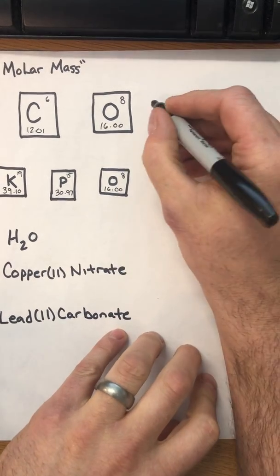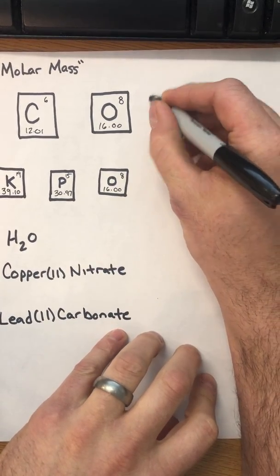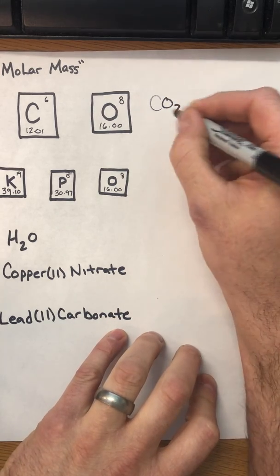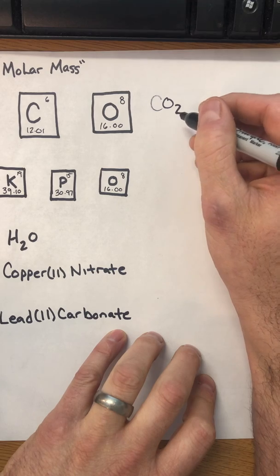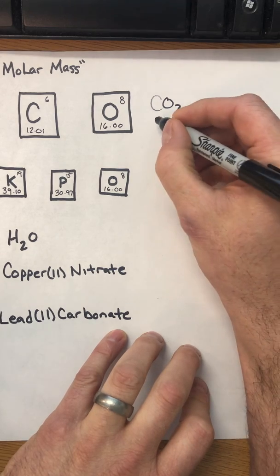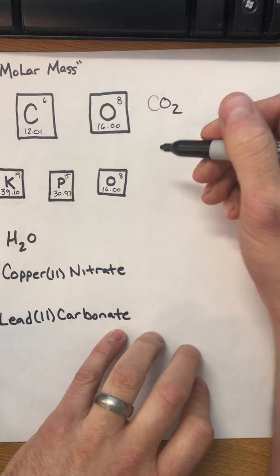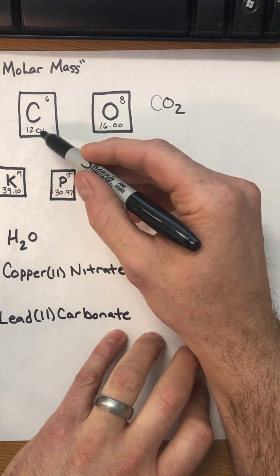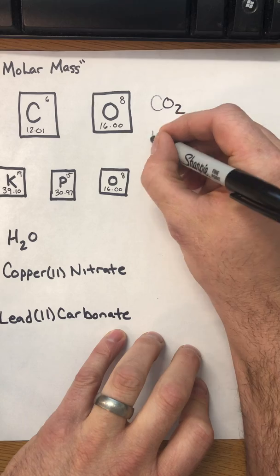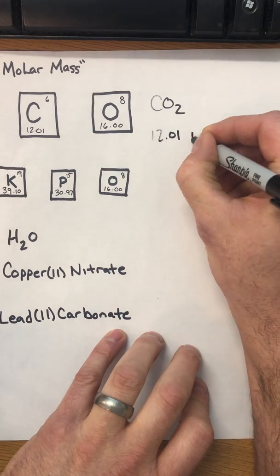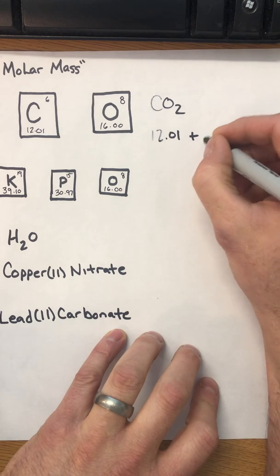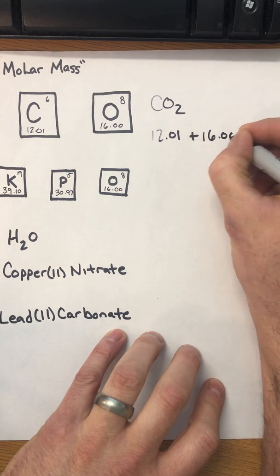So if we had this compound here, CO2, we know that the chemical formula tells us basically how many atoms there are of each element. So we have a single carbon and 2 oxygens. So here are the symbols from the periodic table. Each carbon is 12.01. We're going to add that to 2 masses of oxygen, each at 16.00.